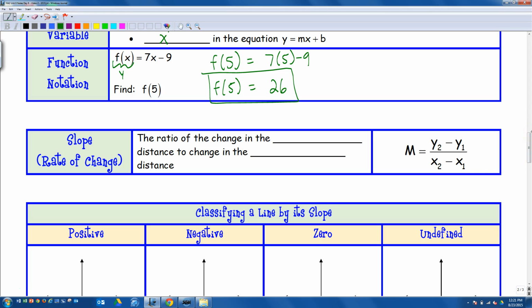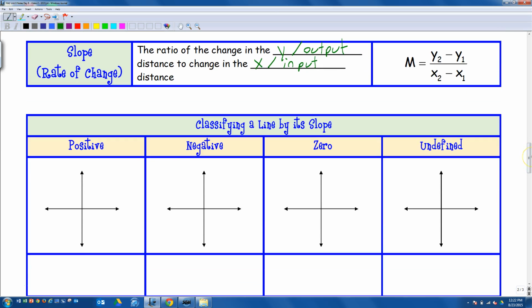Slope. You guys should remember slope from Algebra 1. It's the ratio of the change in the y, or output values, and the ratio of the change in that to the change in x, or input values. X, or input values. Or distance. That's the formula over there. You guys should kind of be familiar with that.